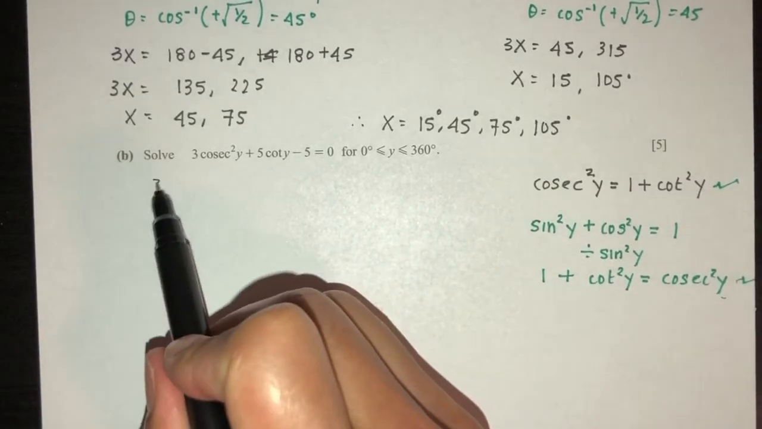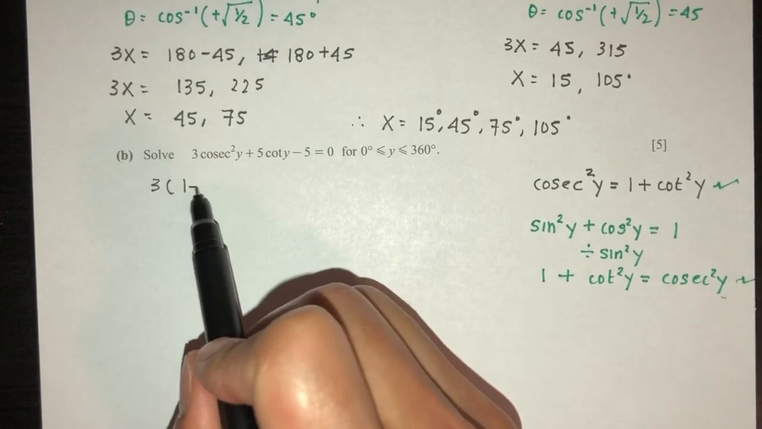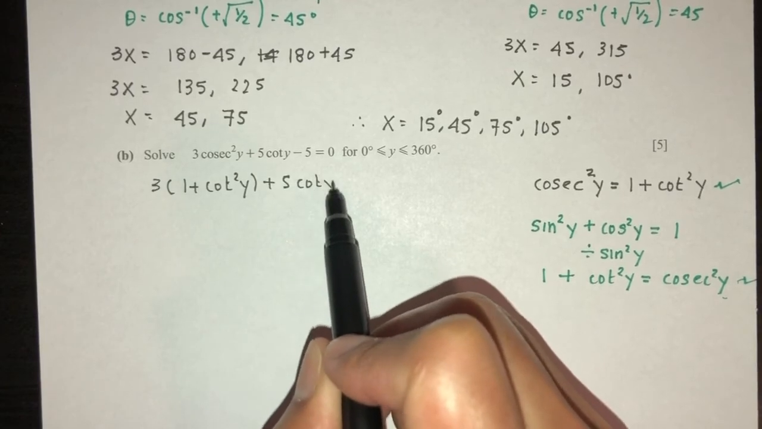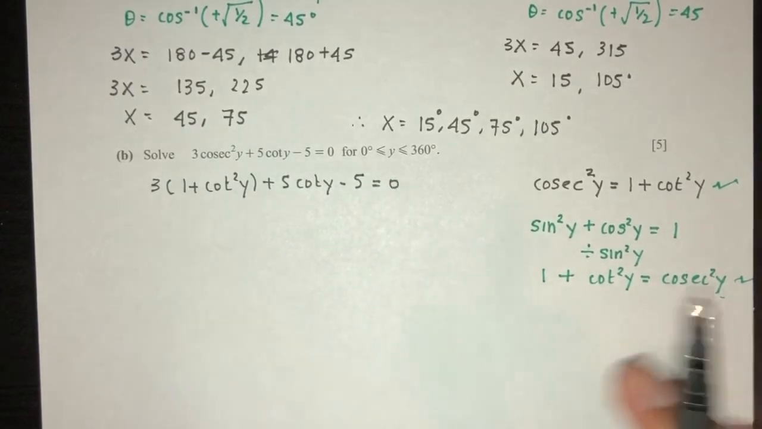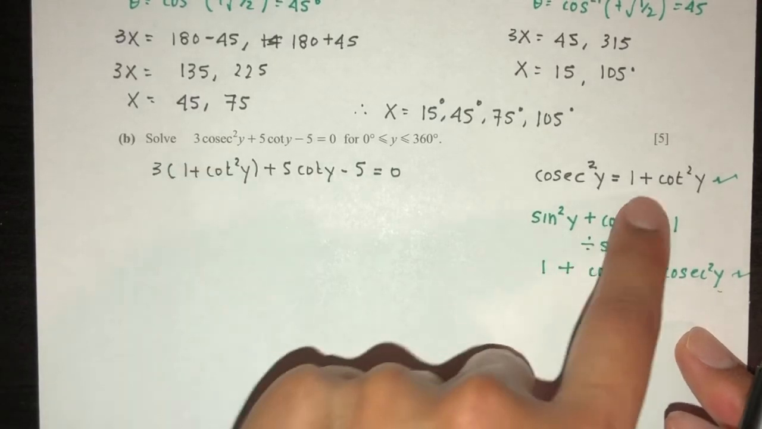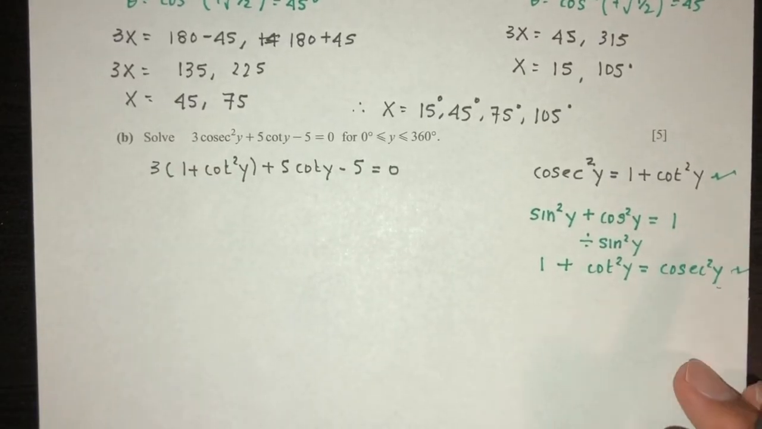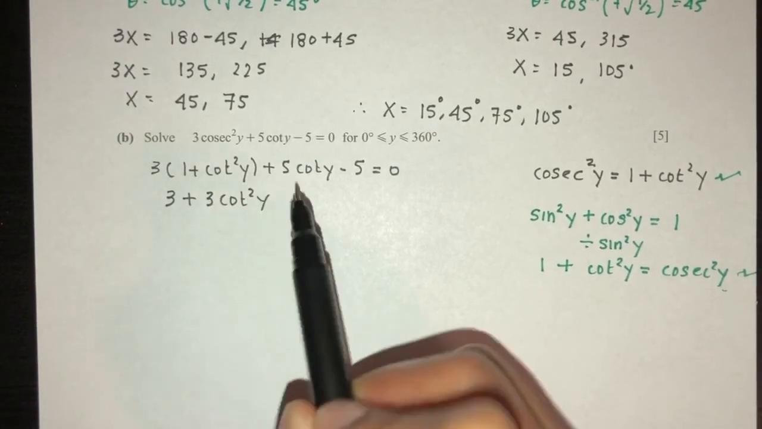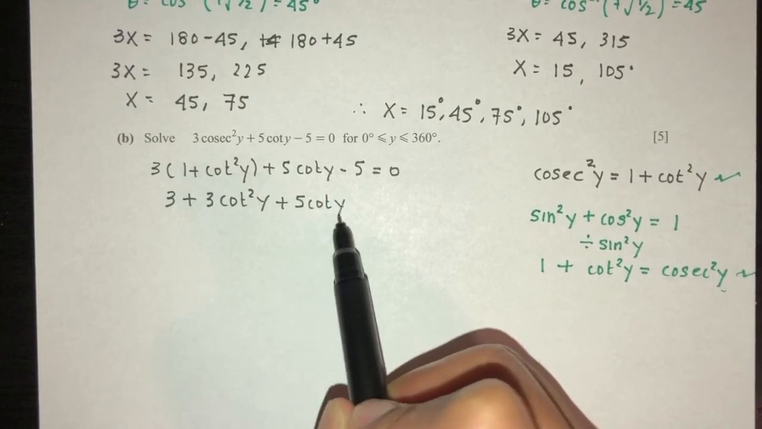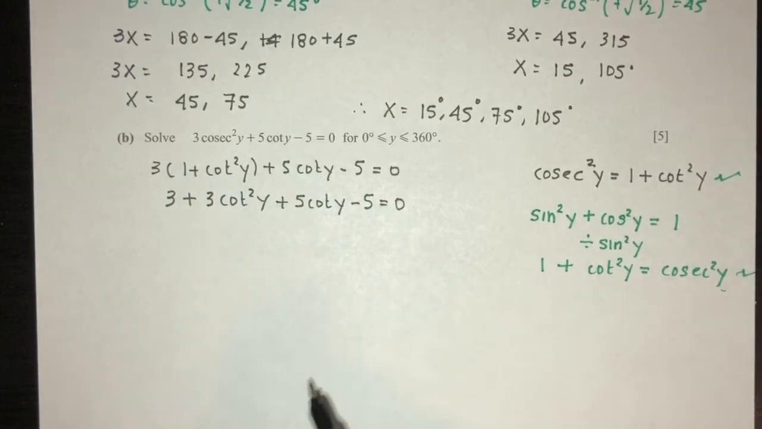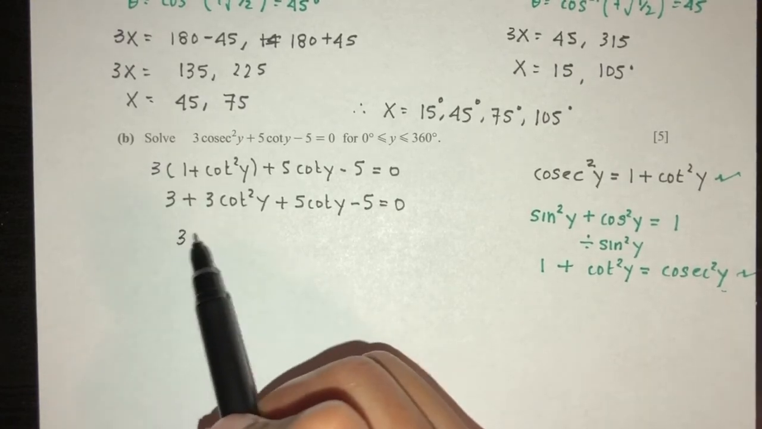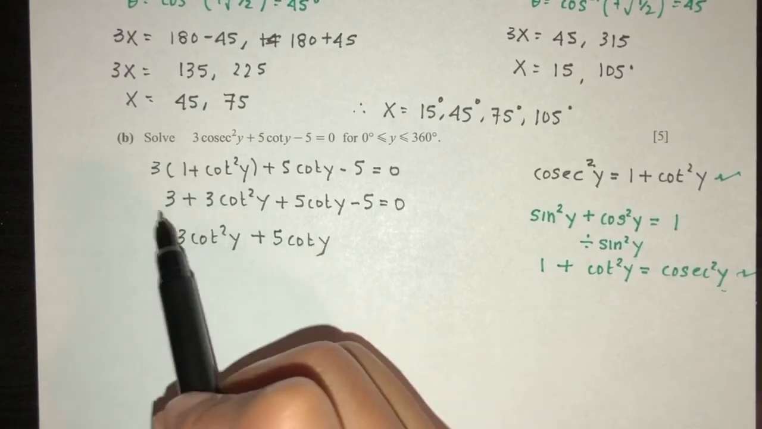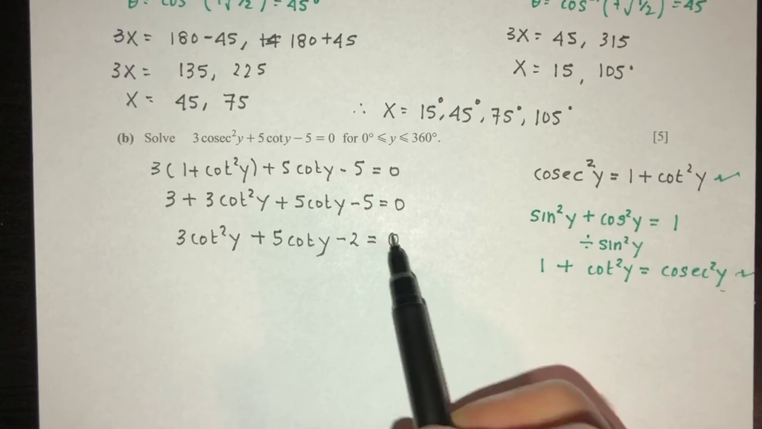You will have 3 times cosec square become 1 plus cot square y, plus 5 cot y minus 5. So that is simply replacing this by this. Okay, nothing big has happened. So let's simplify now. 3 times, 3 cot square y plus 5 cot y minus 5 is equal to 0. Now we can simplify. So 3 cot square y plus 5 cot y, 3 minus 5 is minus 2, equal to 0.